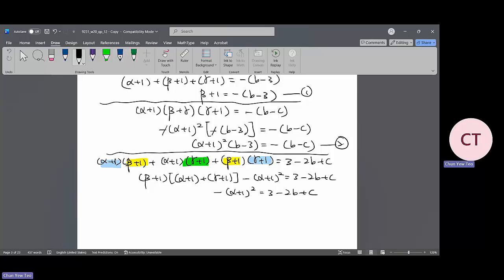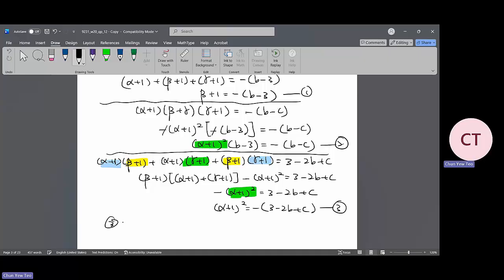Then now we see that this is what we want. So you will have 3 here. Maybe I make it become alpha plus 1 squared. Make it become this. That is my equation 3.